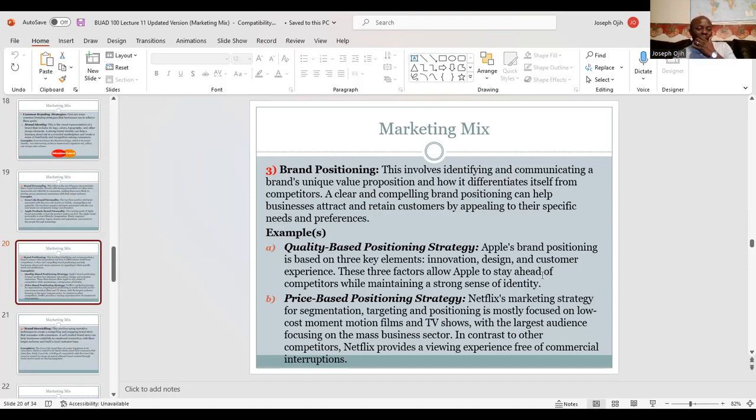Then there's the price-based positioning strategy. Netflix uses that. They target the audience with low-price films and TV. As of today, they have one of the largest TV audiences in the world, Netflix. They use a streaming service.